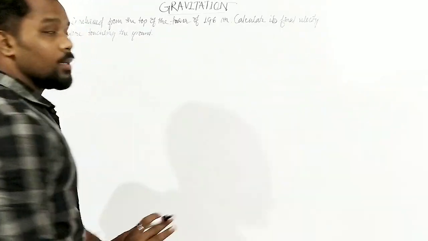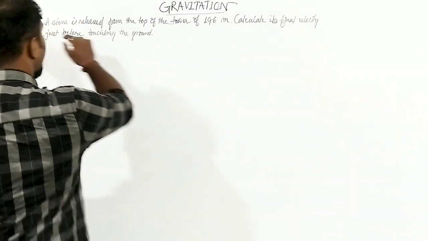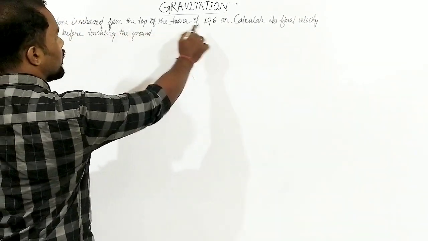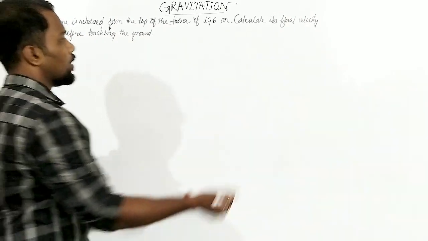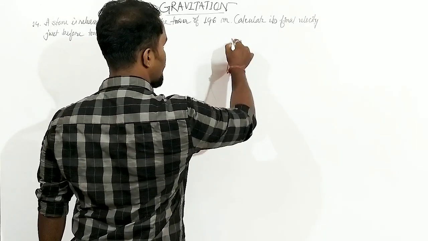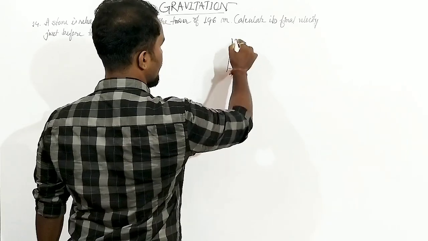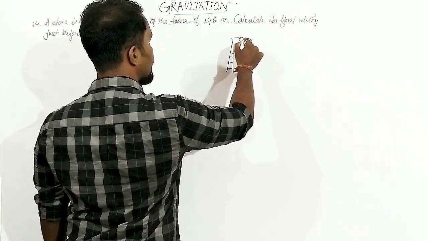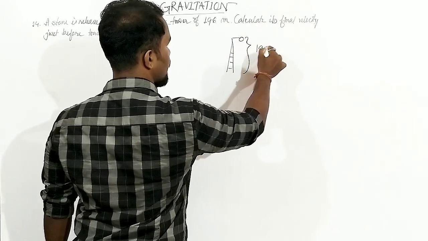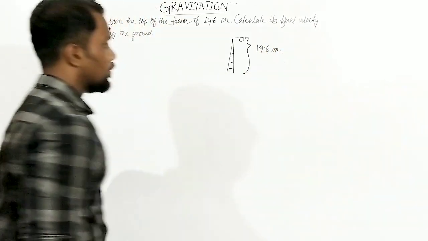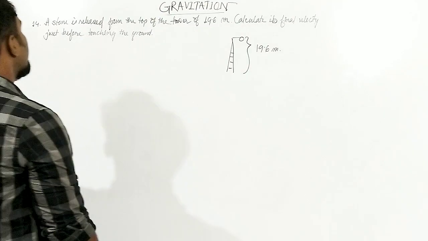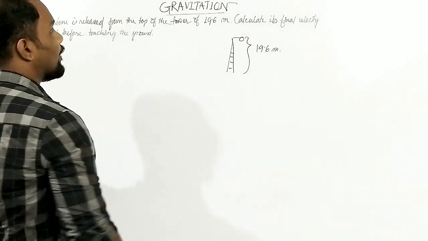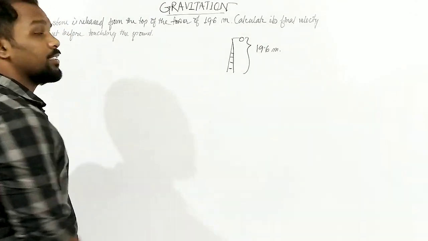This is one of the easiest questions. What is given is that a stone is released from the top of a tower of height 19.6 meter. That means if it is a tower that we are going to consider, and the ball is released from that height, how much height is it? 19.6 meter, right? Now the height is only given as 19.6 meter. So we have to calculate the final velocity just before it touches the ground.